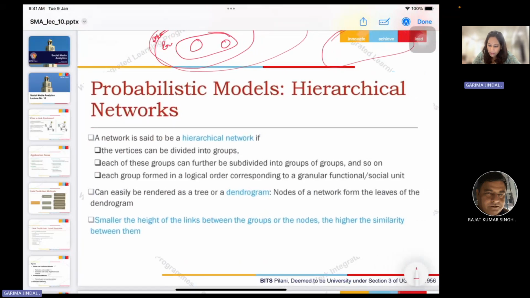Okay, so a network is said to be a hierarchical network. What is the definition of a hierarchical network? If the vertices can be divided into groups. There will be vertices, or nodes. Those nodes can be divided into groups, which can be further subdivided into groups and so on. Each group is formed in a logical order corresponding to a granularity or social unit. So each group will have a certain meaning. This is the definition of a hierarchical network, and it can easily be rendered using dendrograms.